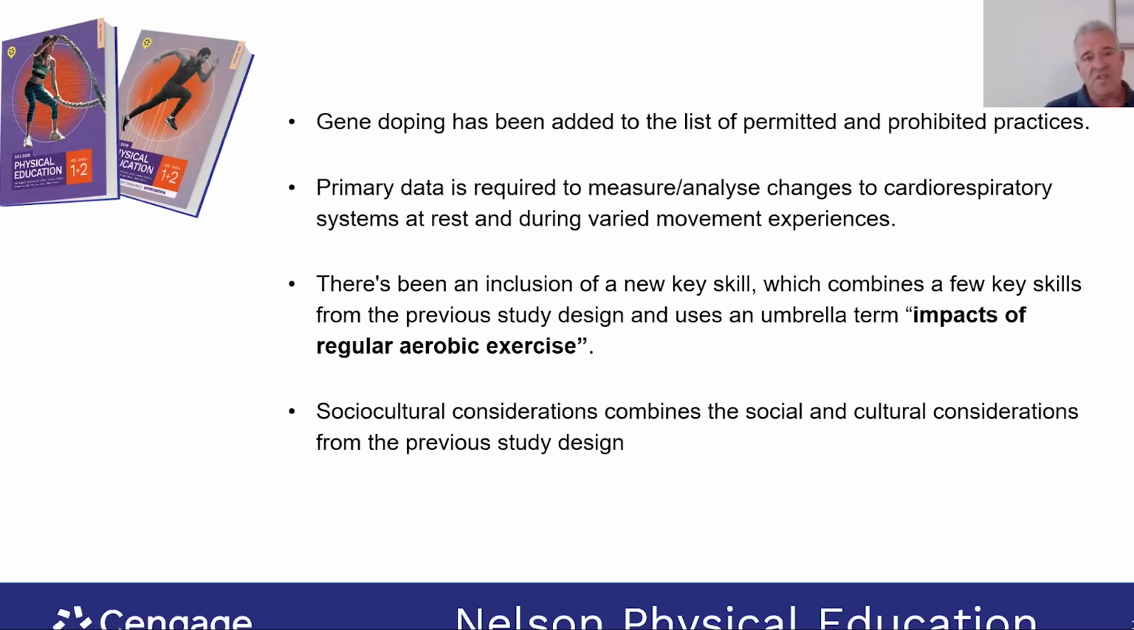So teachers cannot simply give students a table or a graph and students then use that to show their level of understanding. There is a new skill that's been introduced, and it actually combines, I think, 3 skills from the existing study design. And it's got this umbrella term of the impacts of regular aerobic exercise. So I think, again, the removal of repetition is a real positive moving forwards in the new study design. Social and cultural considerations are still there, and it combines the social and cultural considerations from the previous study design.